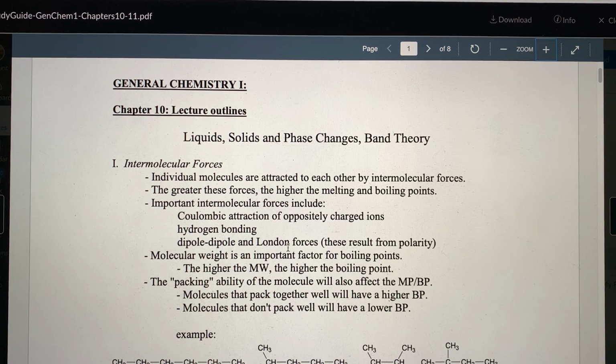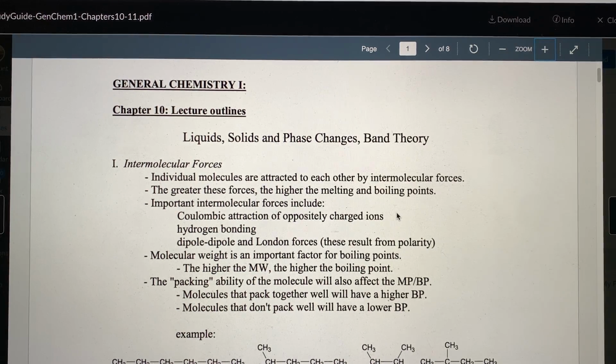All right, now let me go back a little bit. Coulombic attraction, or ionic intermolecular force, is the force present in ionic compounds, such as sodium chloride, magnesium sulfate, anything that's ionic.